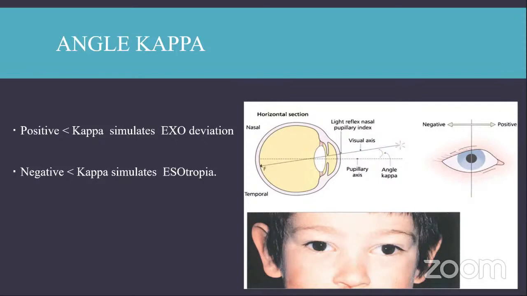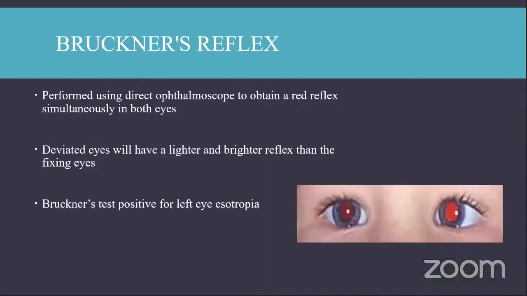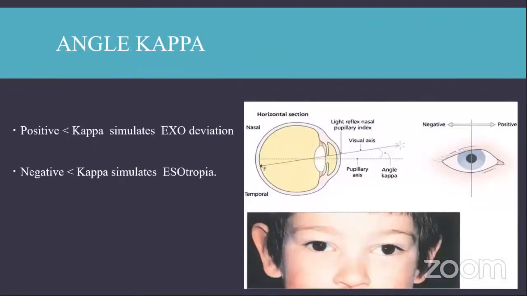But sometimes this reflex can be displaced nasally or temporally. When it is displaced nasally, it is called a positive angle kappa, as seen in this patient who had retinopathy of prematurity and dragged macula, having a very nasally displaced reflex. This simulates exodeviation. Similarly, if it is displaced temporally, as in case of high myopia, it will simulate an ESO-deviation. So in such cases, HIRSCHBERG test is of not much use.